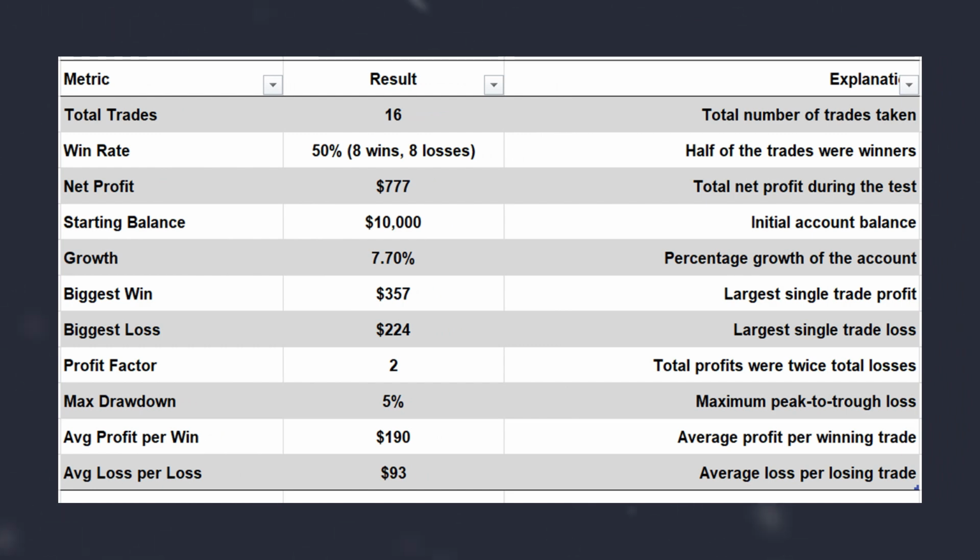These are solid results to learn from, but remember, test the strategy on different time frames, tweak the risk to reward, and try other assets too. This is a great starting point. Now it's your turn to optimize and improve.